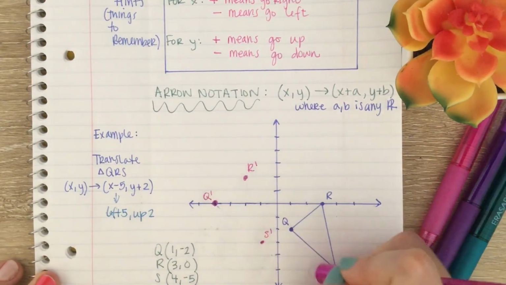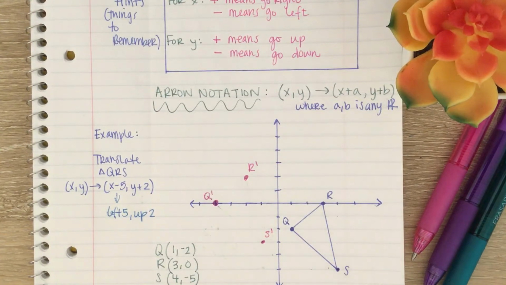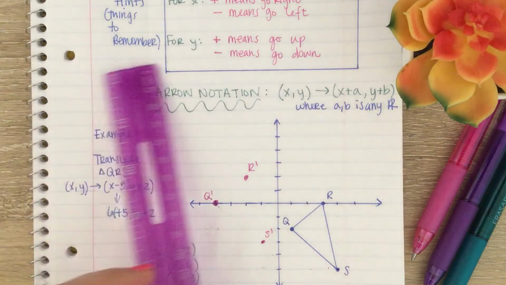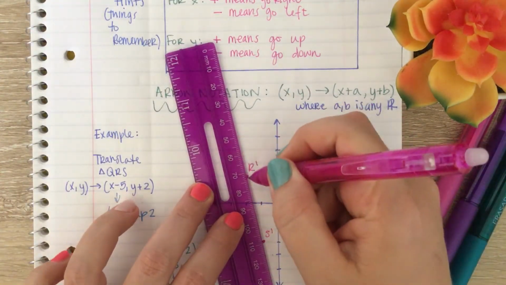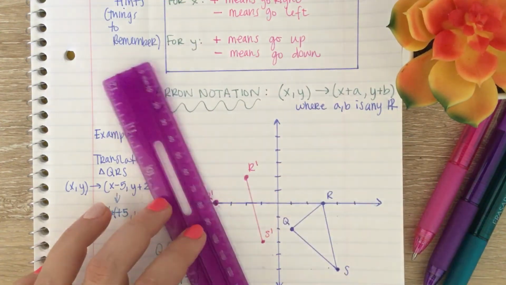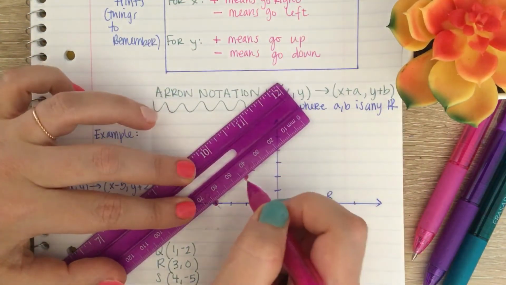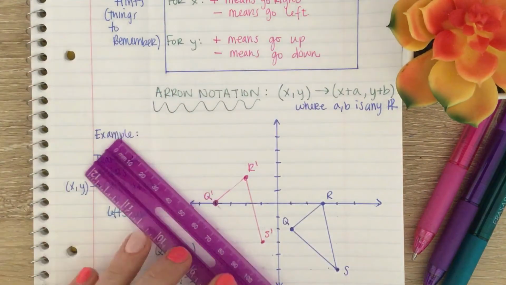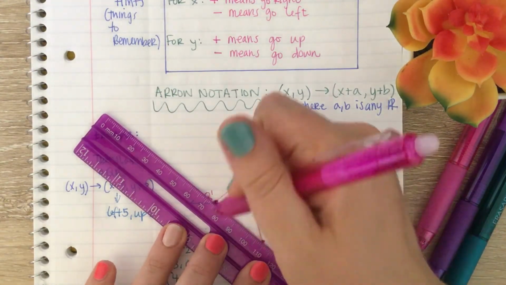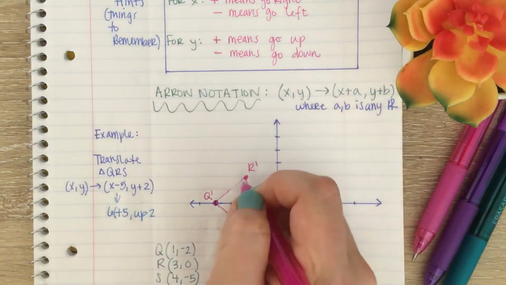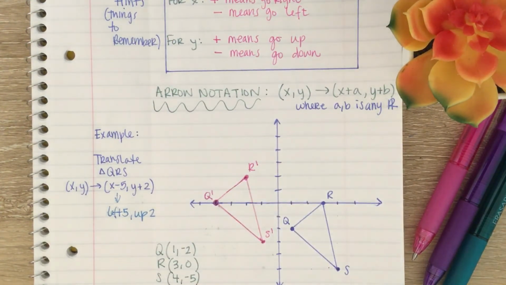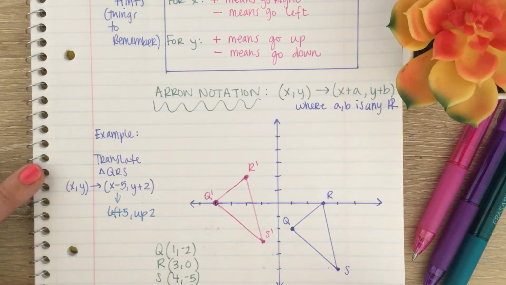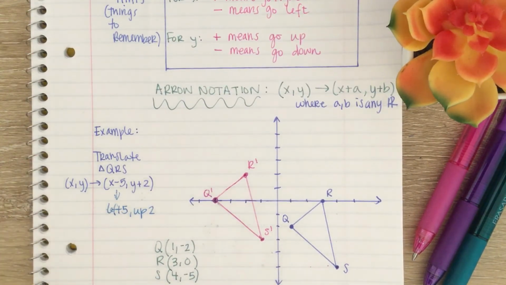Now what happens if you plot your point wrong or forget to do part of the rule? You'll notice right away that your shape looks different. You don't want it to look different. You want it to look the same, but somewhere else on your graph. So when you connect the points, you see that it's the same shape and the same size. It's just moved on the coordinate plane.